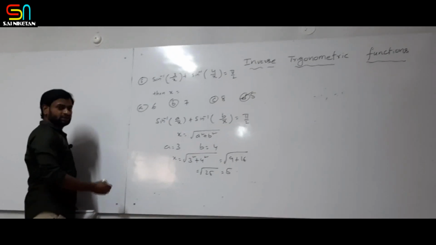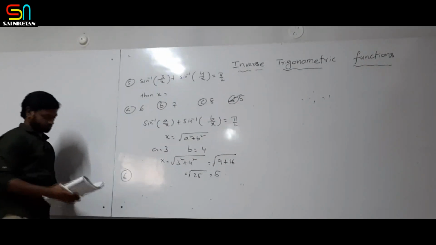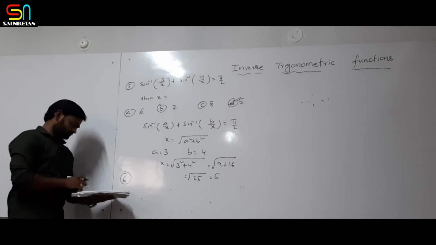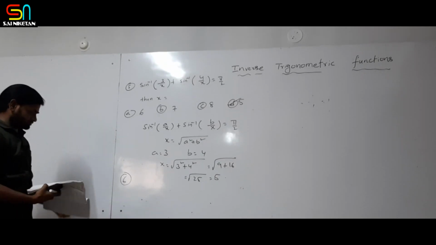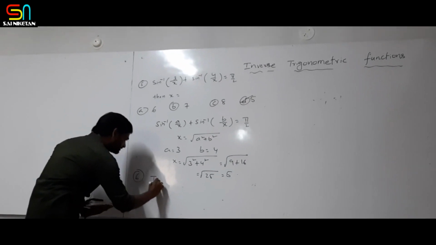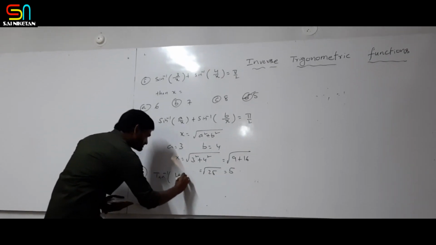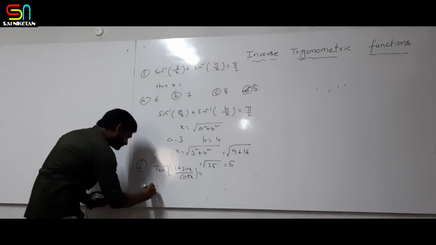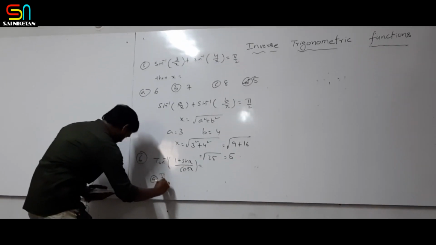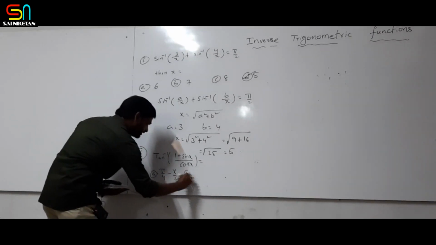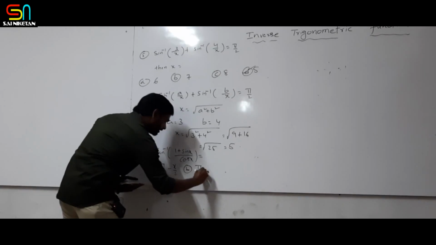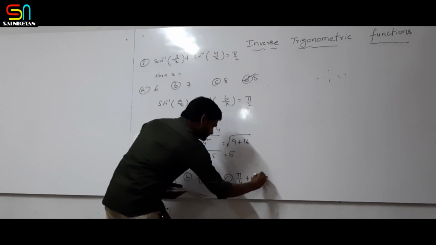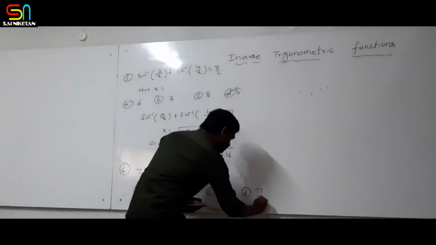Okay. Now come to the sixth problem. Now see here, tan inverse of (1 plus sin x) by cos x is equal to, option A pi by 4 minus x by 2, option B pi by 4 minus x, option C pi by 4 plus x, option D pi by 4 plus x by 2.